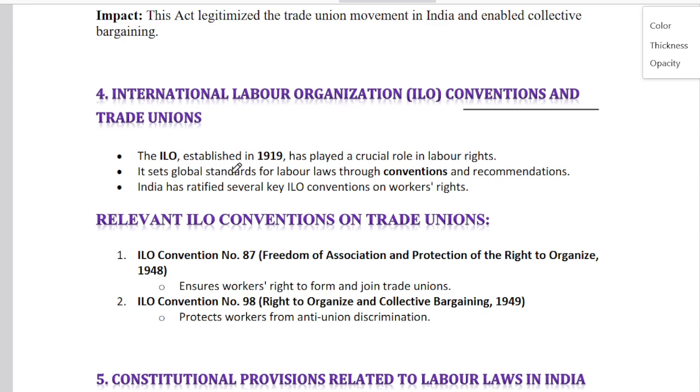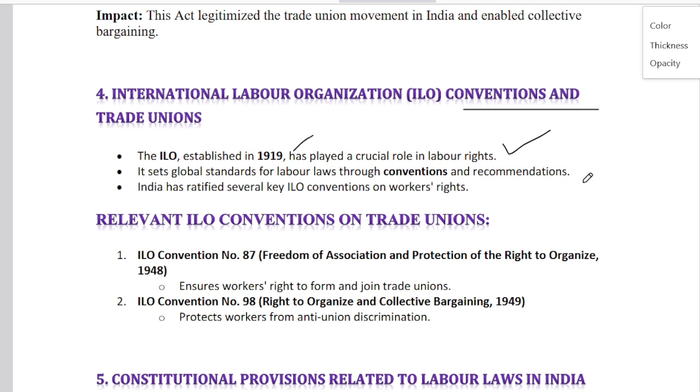So India is also a part of the ILO. The ILO was established in 1919, before independence, after the World War. It has played a crucial role in labor rights, and it sets global standards for labor law through its conventions and recommendations.